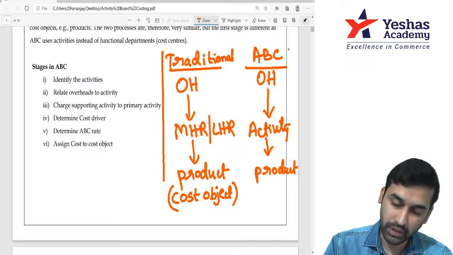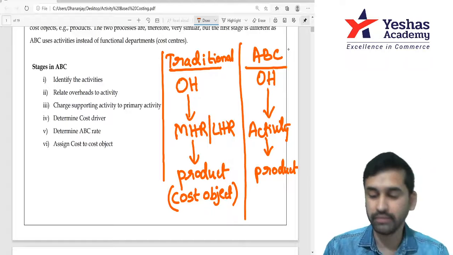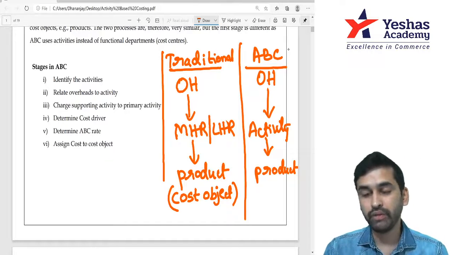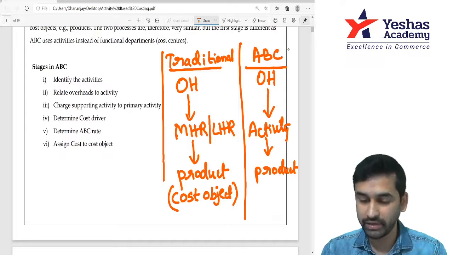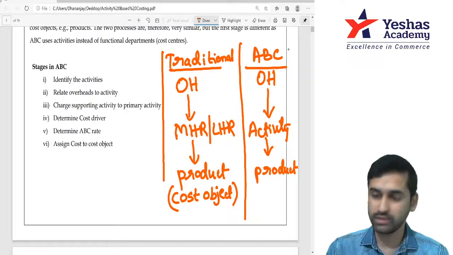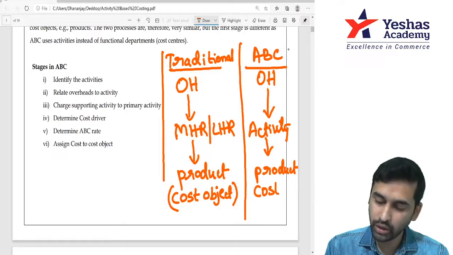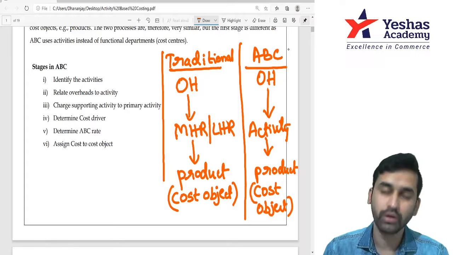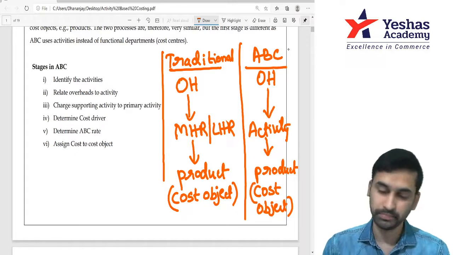Under ABC, what will happen? Same overhead will be first connected to activity and then connected to product or service, again basically cost object.